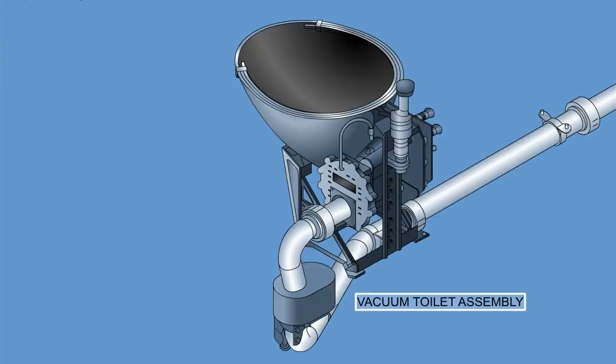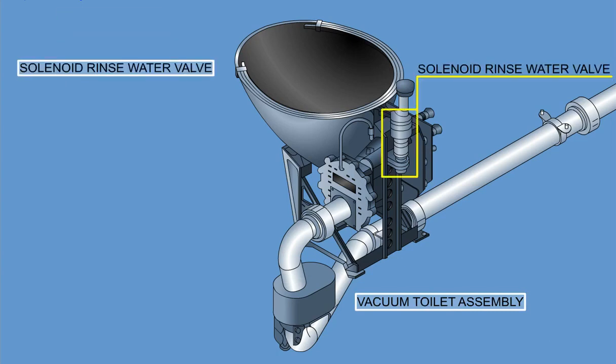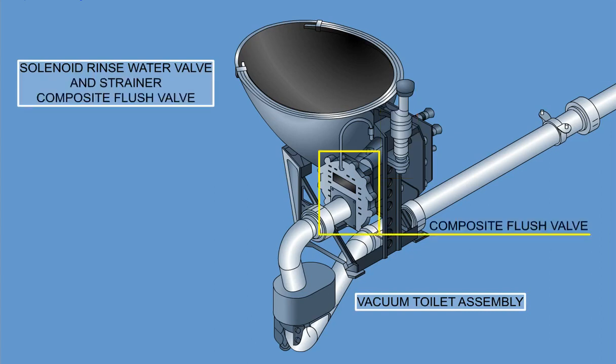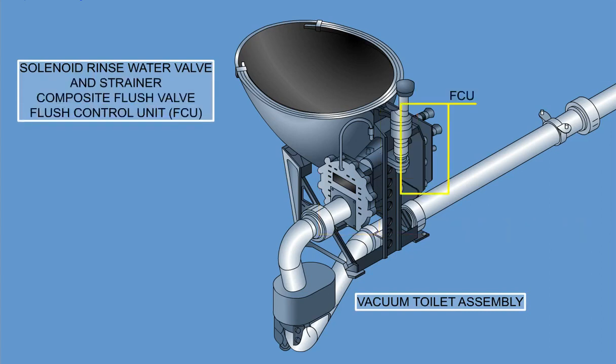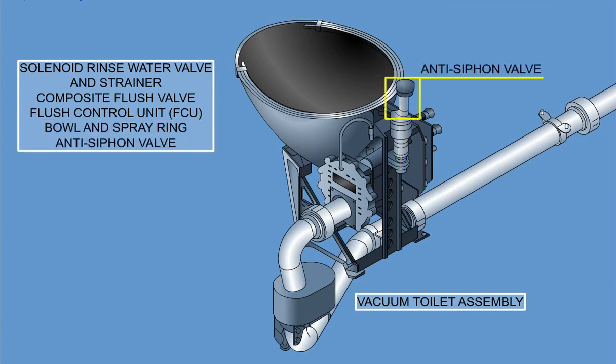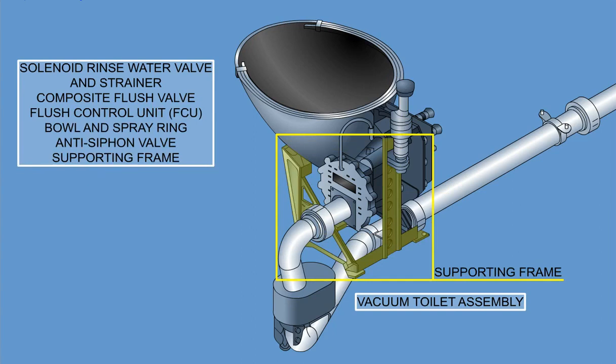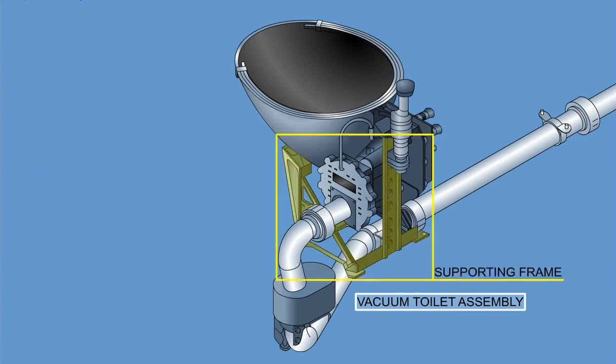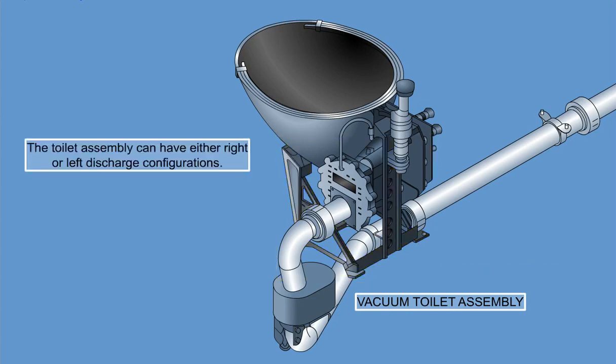The vacuum toilet assembly is a self-contained freestanding unit. It consists of a solenoid rinse water valve and strainer, composite flush valve, the flush control unit, FCU, bowl and spray ring, anti-siphon valve, and supporting frame. The support structure for the toilet is primarily welded stainless steel. The toilet assembly can have either right or left discharge configurations. 28-volt DC is supplied to the toilet assembly by SPDA1 or SPDA2.